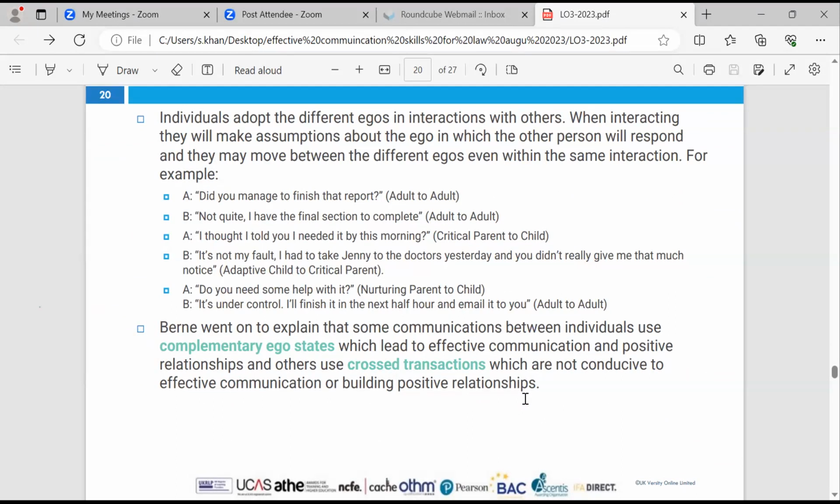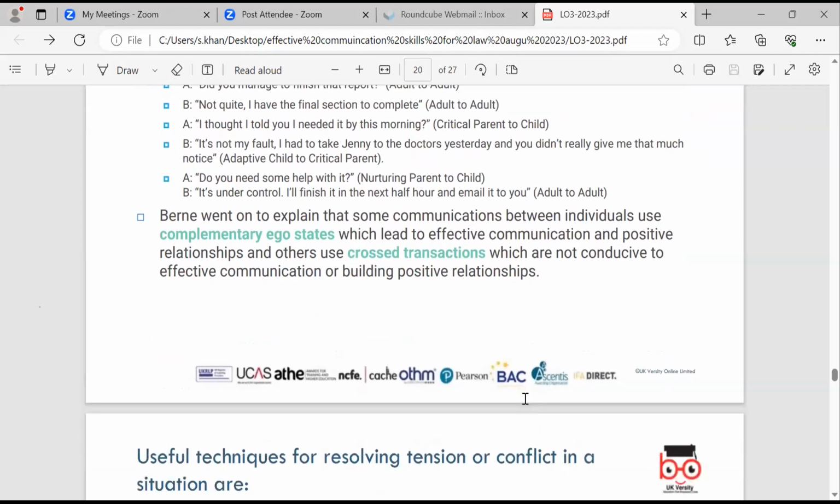Critical parent to child. B: It's not my fault. I had to take Jenny to the doctors yesterday and you didn't give me that much notice. Adapted child to critical parent. A: Do you need some help with it? Nurturing parent to child. B: It's under control. I'll finish it in the next half an hour and email it to you. Adult to adult.